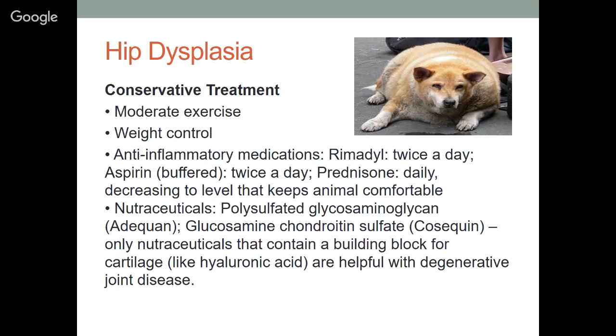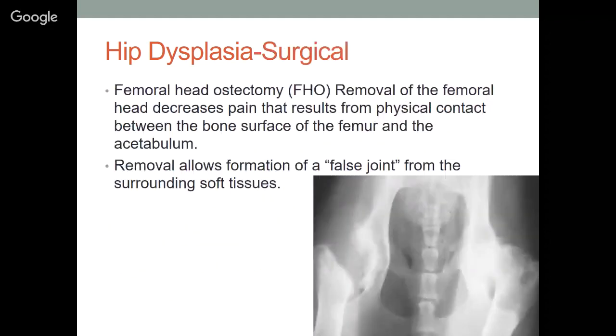Besides anti-inflammatories, there are nutraceuticals that can be helpful. Polysulfated glycosaminoglycan is called Adequan. It's an injection that we can give weekly for about 3 weeks and then give it every 6 months or so, and actually really helps with keeping the cartilage built up within the joint, which provides protection for the joint. Glucosamine chondroitin sulfate or Cosequin are nutraceuticals that people claim work. It isn't a mild anti-inflammatory, but we really want to use nutraceuticals that contain a building block for cartilage, like something that contains hyaluronic acid, because that actually helps to slow down degenerative joint disease.